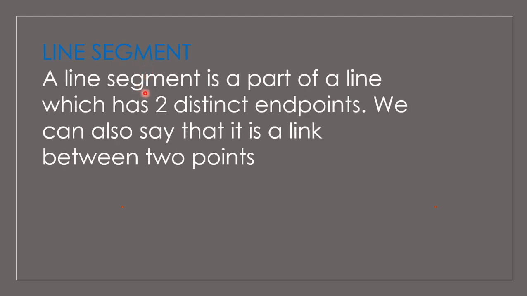Line segment. A line segment is a part of a line which has two distinct endpoints. We can also say that it is a link between 2 points. For example, if we have these 2 points A and B, so the distance between these 2 points A and B is the line segment.